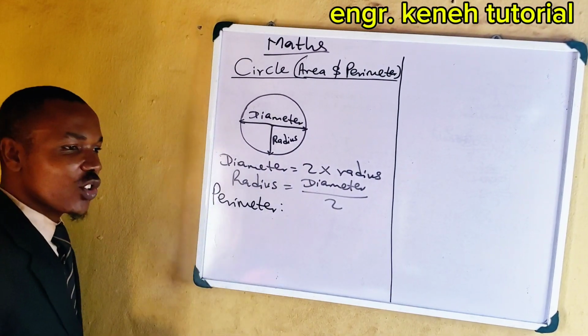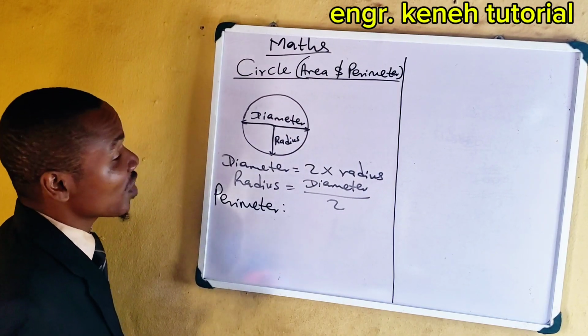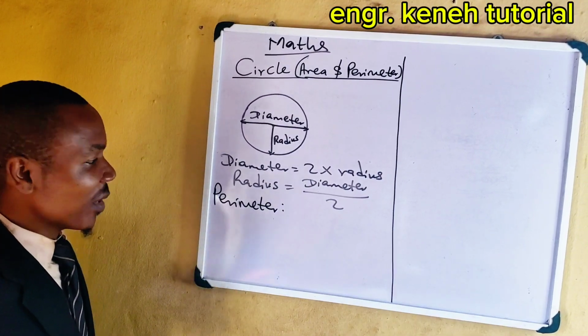Perimeter. It is also called what? Length of circumference of a circle. So sometimes you may hear perimeter of a circle, although it's very rare for you to hear perimeter of a circle.